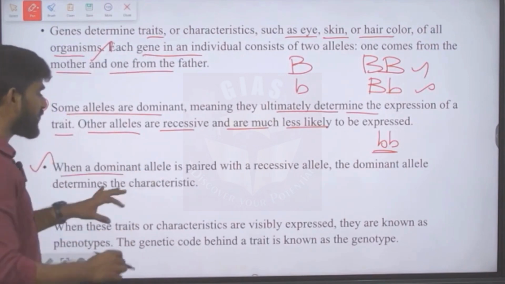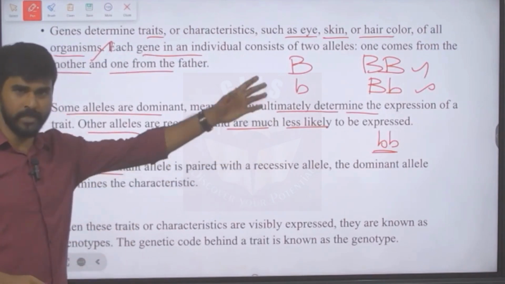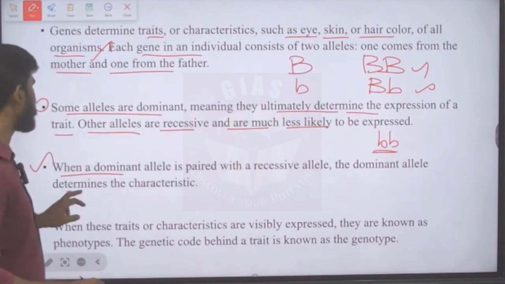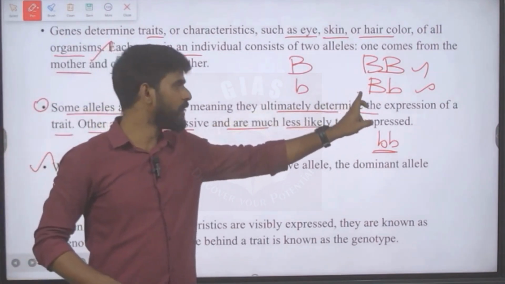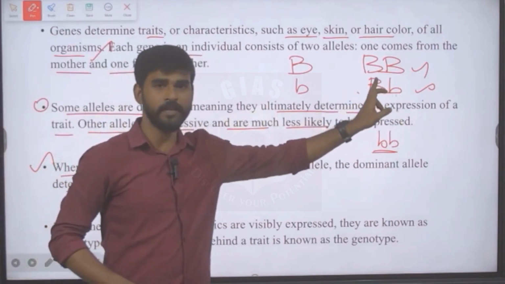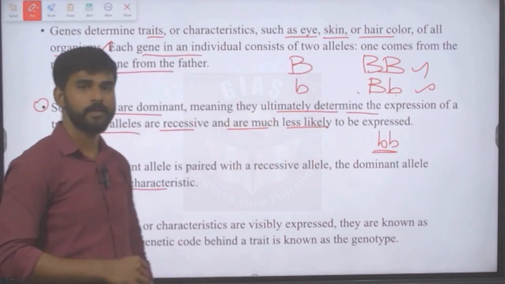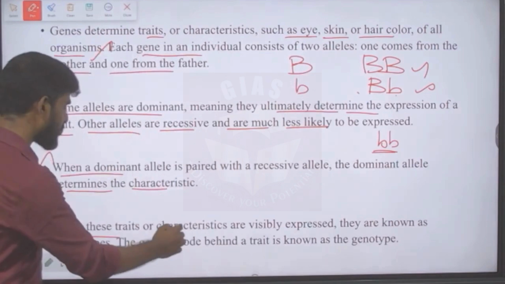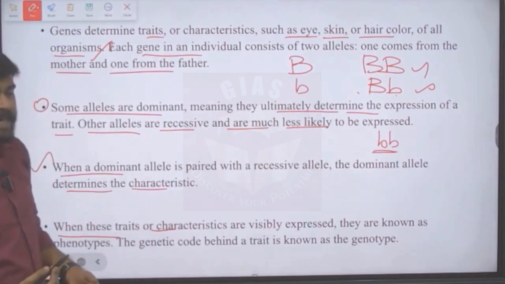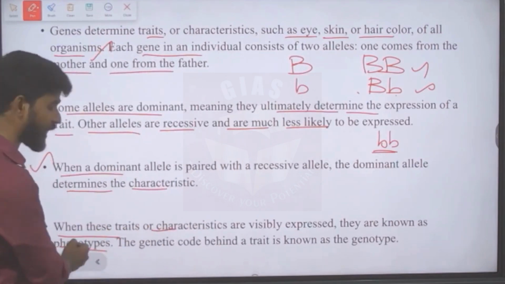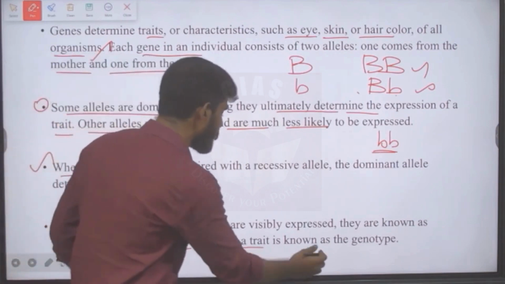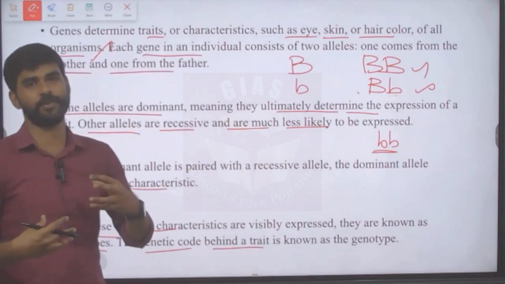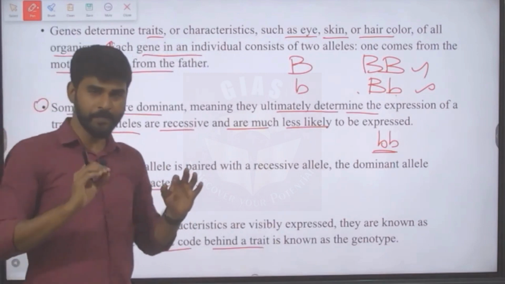Then when the dominant allele is paired with the recessive allele, that is what we discussed, the dominant allele determines the characteristic. That is the second case. When the dominant allele is paired with the recessive allele, the dominant one will be expressed. And when these traits or characteristics are visibly expressed, they are known as phenotypes, that we discussed in the previous slide. And the genetic code behind these traits is known as genotype. As simple as that. Okay, I hope it is clear.